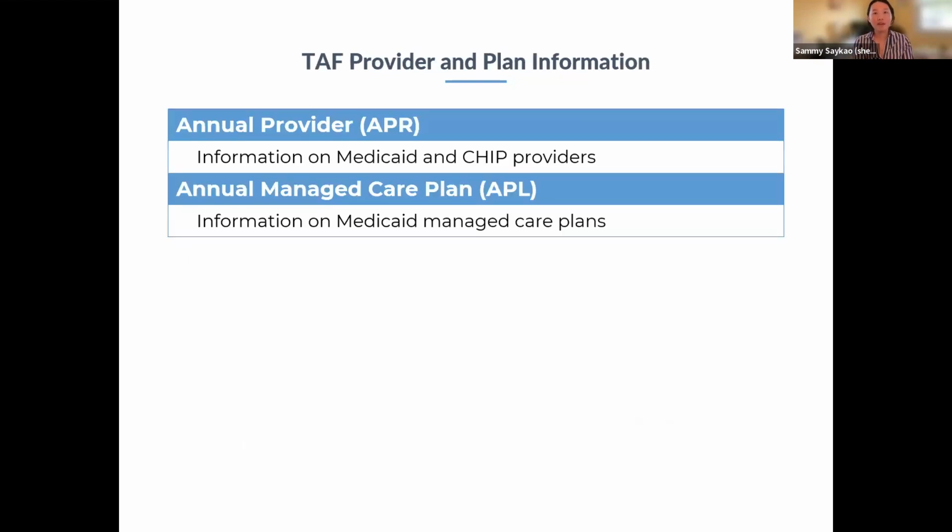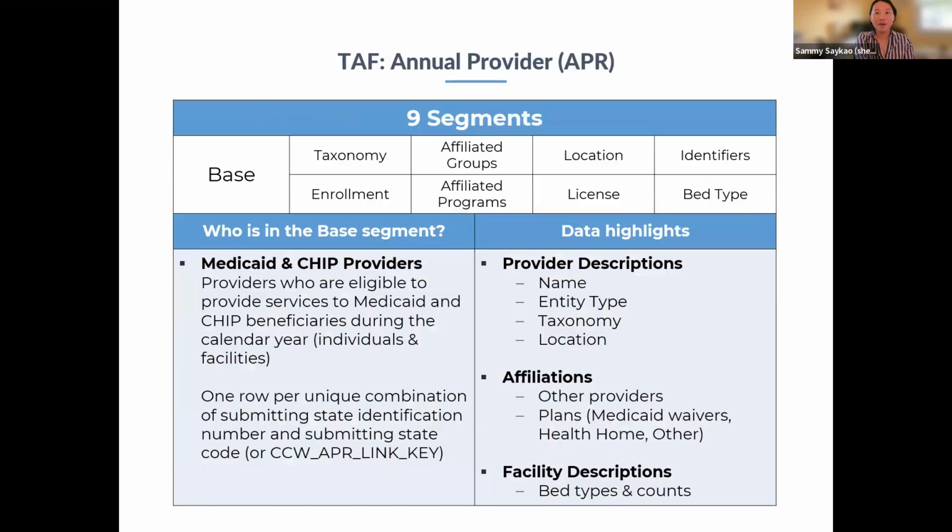And now we can talk about the provider and plan information. So if you haven't already been able to figure it out, there is a lot of information in TAF. So when we look at TAF annual provider, I know you see 9 segments and you might be sweating like, oh no, Sammy's gonna go through each segment. For the provider and the plan, I will just sort of glaze over them a little bit.